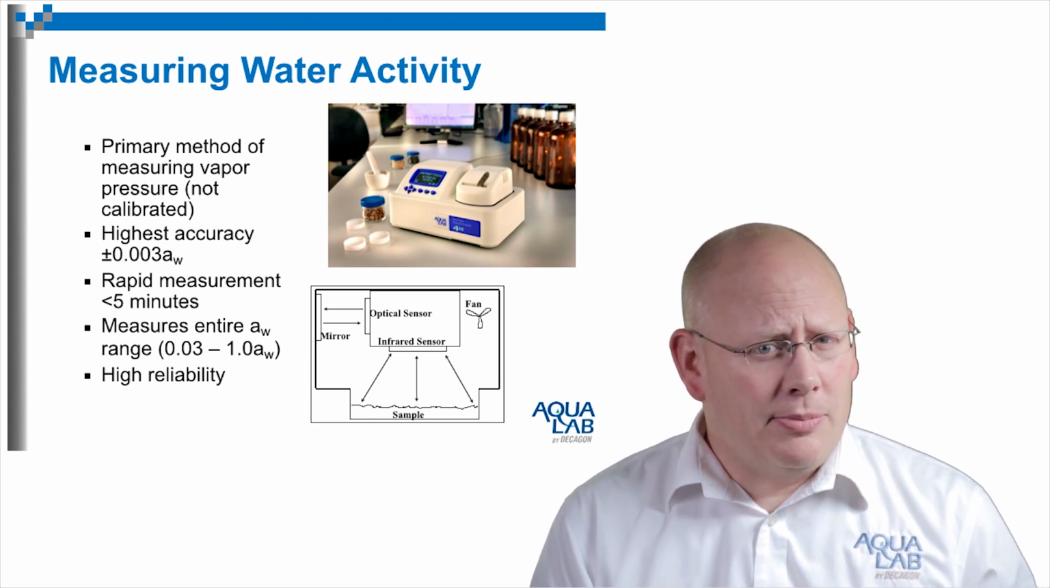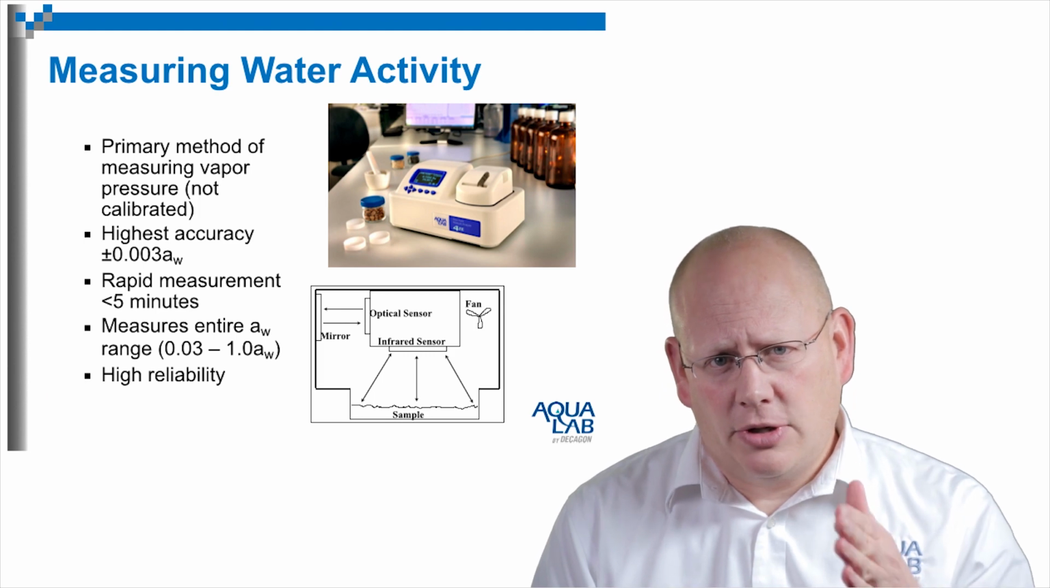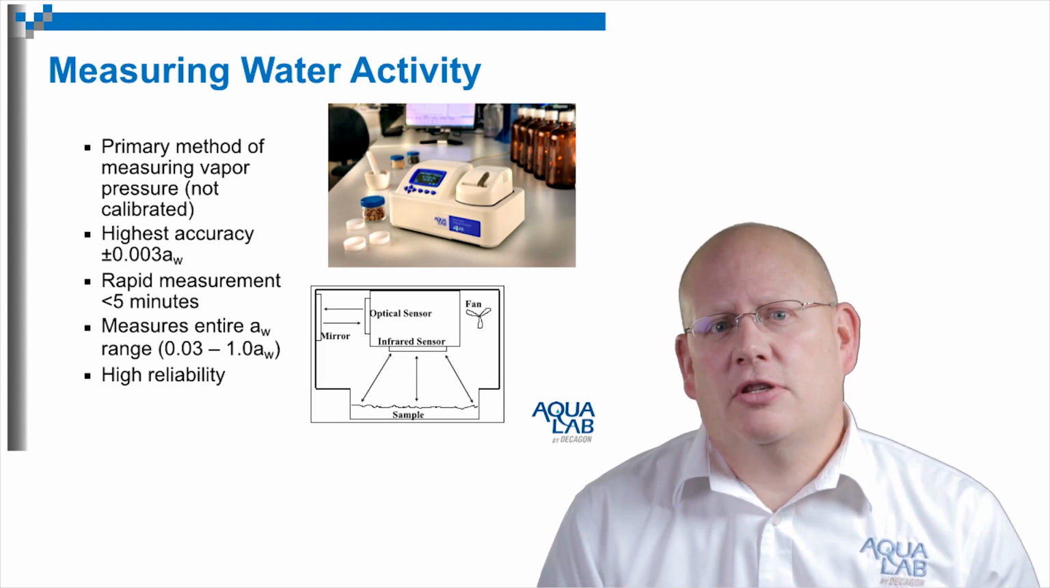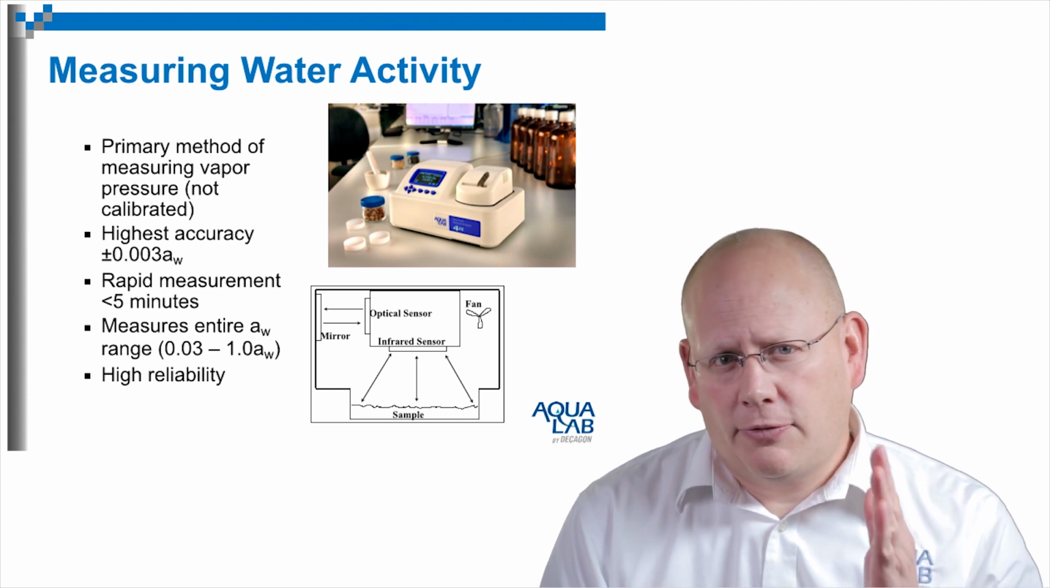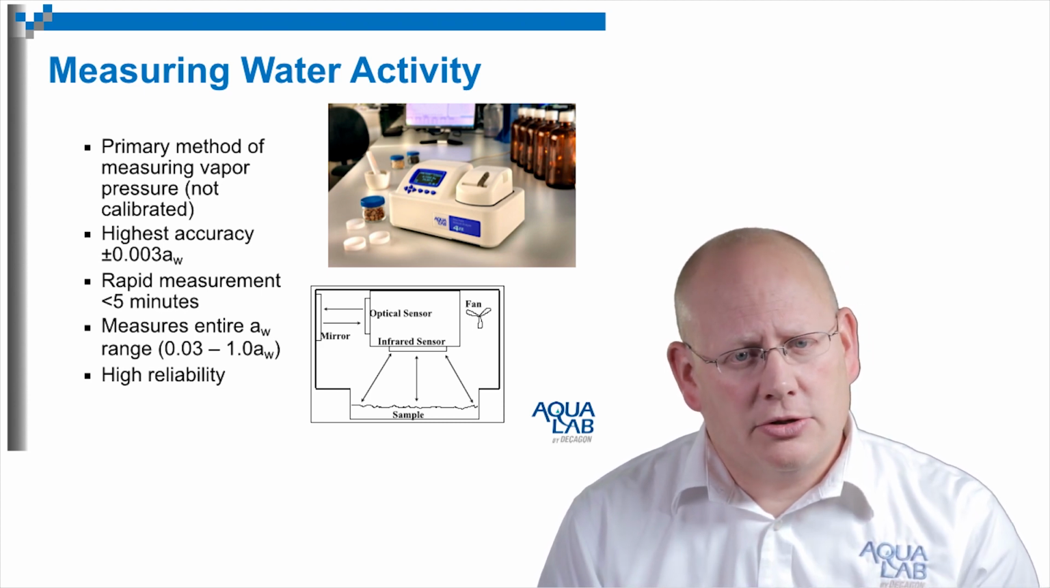So this is a primary method of measuring water activity, by measuring the vapor pressure. There is no sensor that's involved to measure any kind of relative humidity, which means we don't have to wait for equilibration of the polymer in the sensor.